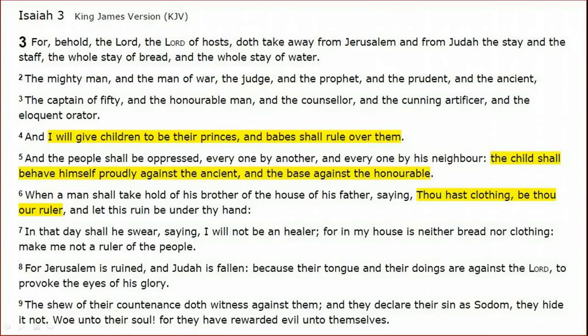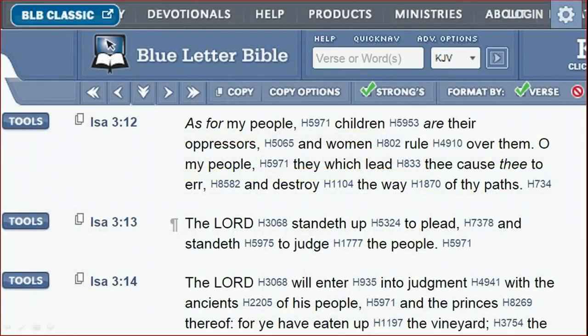So Isaiah 3 continues on about the daughter of Zion. It says, "I will give children to be their princes, and babes shall rule over them. The child shall behave proudly against the ancient, and the base against the honorable." And then in verse 12 it says, "Children are their oppressors, and women rule over them."